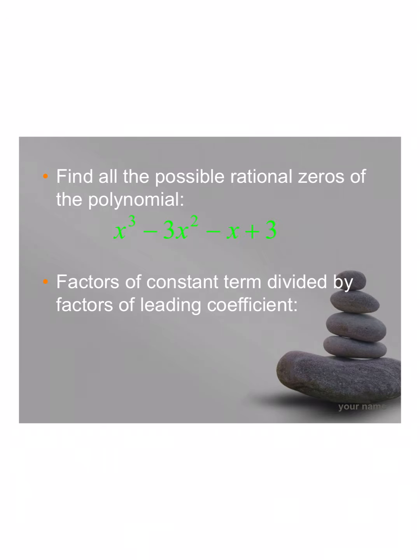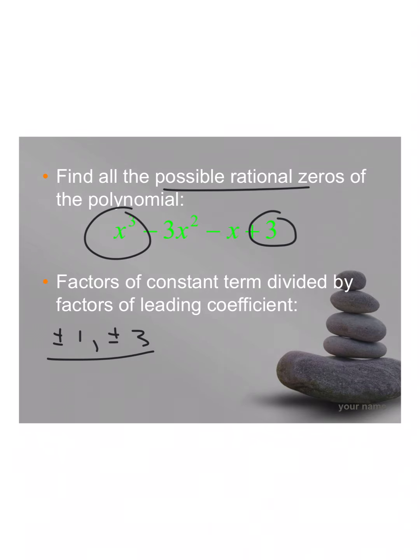All right, we're going to try this one more time. We're going to try and find all of the possible zeros for our function x cubed minus 3x squared minus x plus 3. So we're going to take our factors of our constant, which is going to be 3, so plus or minus 1, and then plus or minus 3. And we'll divide those by the factors of our leading coefficient, which in this case are going to be 1, which gives us plus or minus 1.